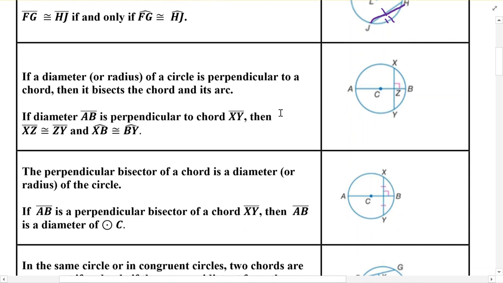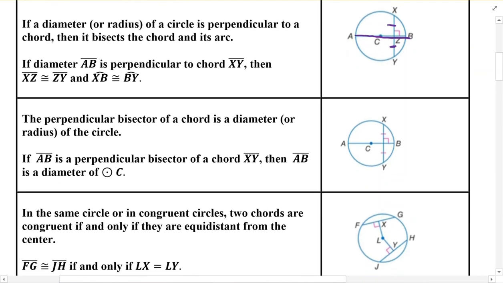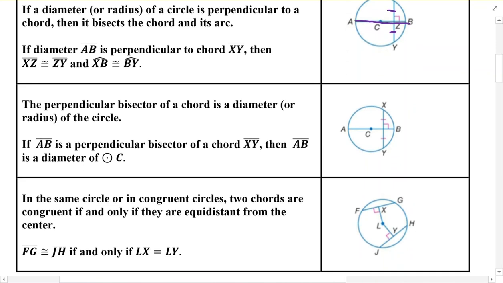The next theorem that we're looking at is: if we have a diameter or radius of a circle, which here we have AB, and it is perpendicular to a chord, then it bisects the chord. And if we know the other way around, that a diameter bisects a chord, then we also know it's perpendicular. Which is this theorem right here.